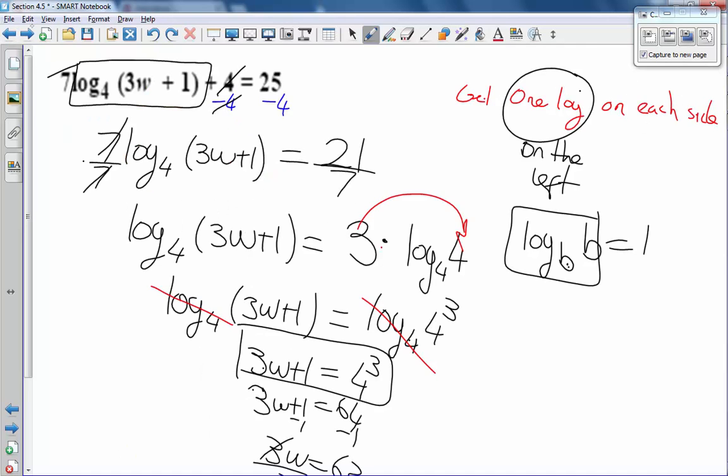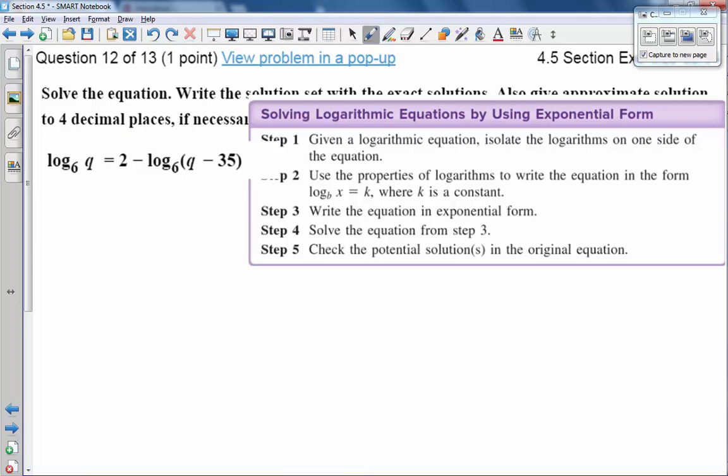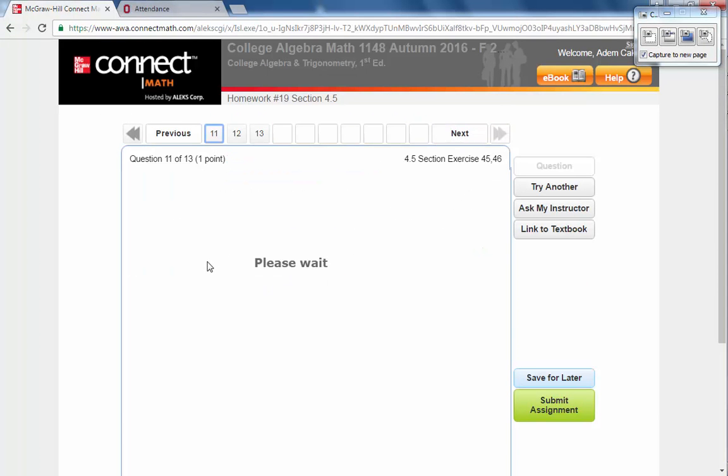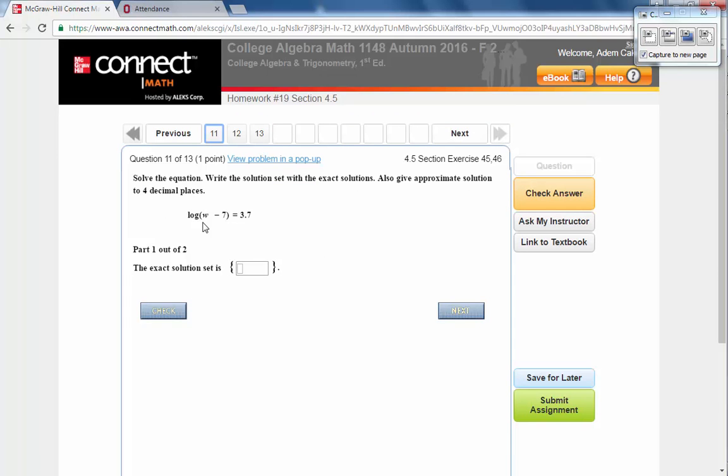All right, now 11 is so easy. It's already been set up. Look, this is already a logarithm base 10 of w minus 7, isolated, equals 3 to the power 7. So all you need to do is change this into exponential and isolate w.